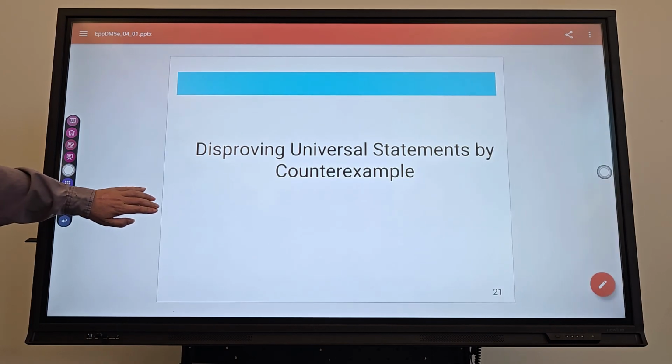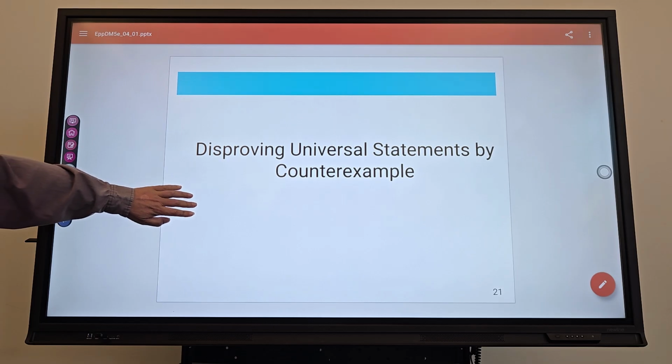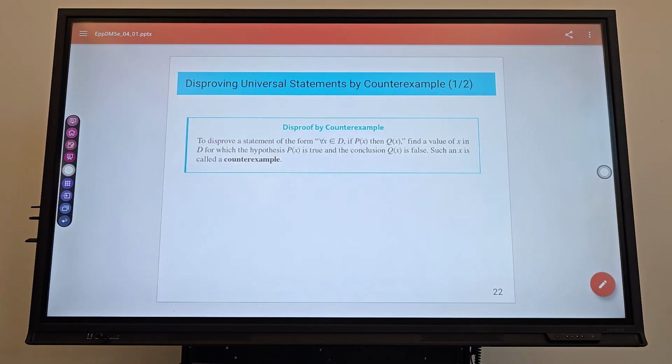Disproving universal statements by counterexample. To disprove a statement of the form "for all x in D, if P then Q," find a value of x in D for which the hypothesis P is true and the conclusion is false. Such an x is called a counterexample.